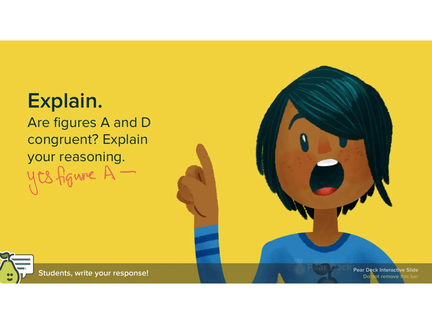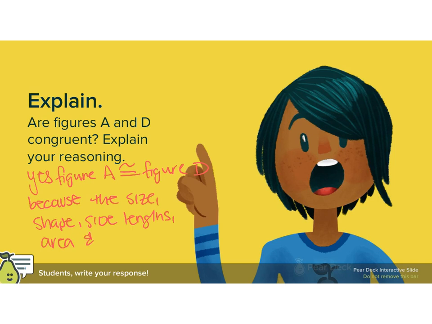Figure A is congruent to figure D because the size, shape, side lengths, area, and perimeter were preserved. Remember, preserved means they stayed the same. The location changed, the orientation changed, but that doesn't matter. Everything else about these figures is exactly the same, so these shapes are congruent.